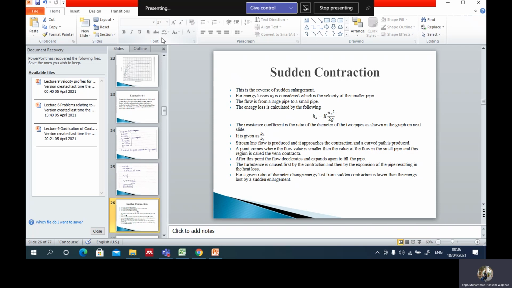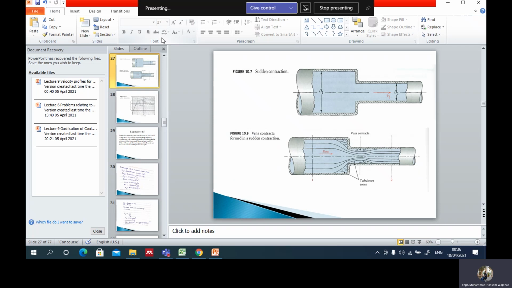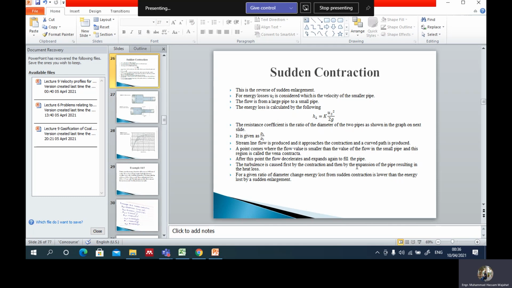So it approaches the contraction and a curved path is produced. If we take a look at this diagram, in a contraction from a large pipe, it is going to a smaller pipe. As it is reaching the contraction, because it comes into a smaller pipe, we can see that the flow becomes curved in nature, as is shown over here.